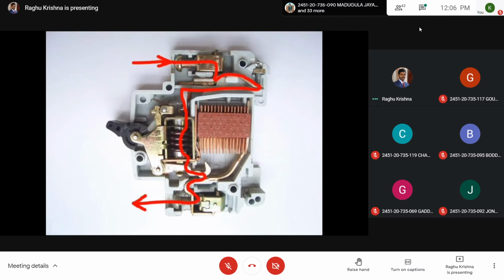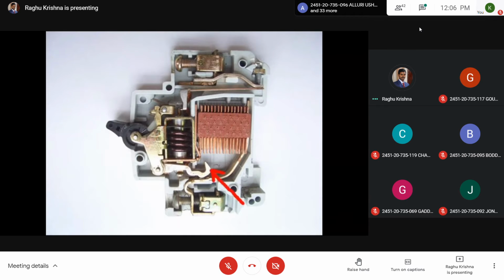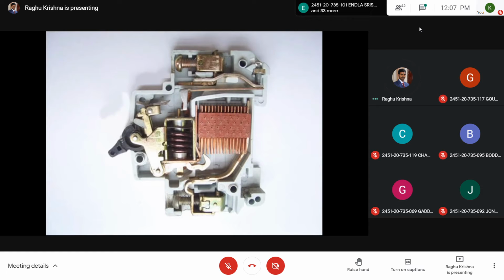Here, you see all these are arranged in series. If more current flows for a long time in an MCB, the bimetallic strip becomes overheated and deformed. This deformation of the bimetallic strip causes displacement of the latch point. The moving contact is arranged by means of spring pressure, and the latch point is arranged in such a way that a little displacement of the latch causes release of the spring and makes the moving contact move for opening the MCB.